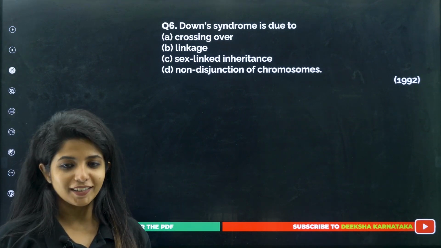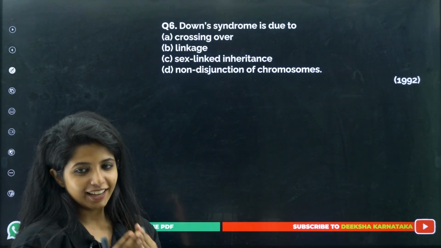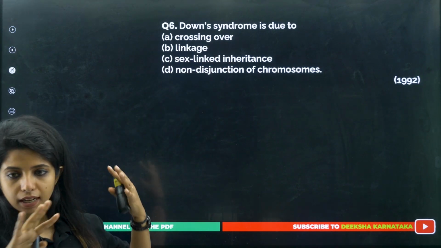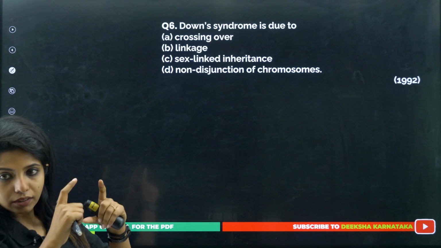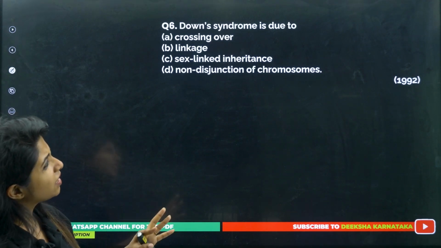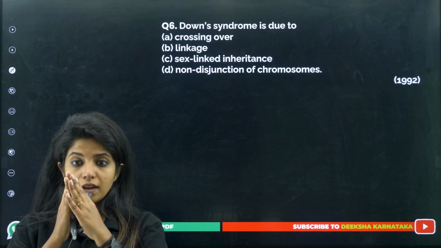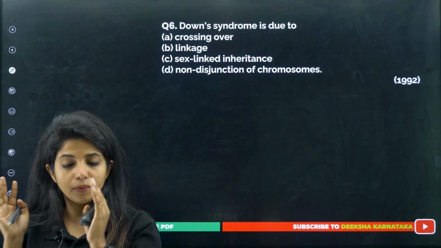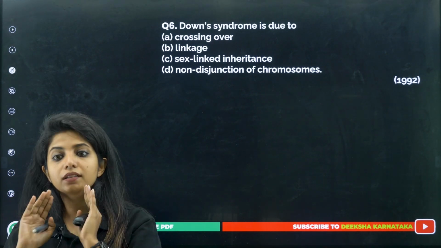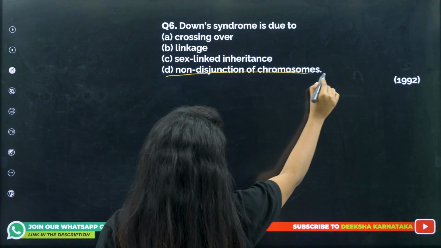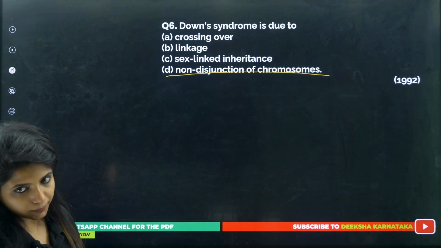Non-disjunction of, I told the answer. First, crossing over, as in when crossover happens and things like that. Linkage, when the genes are closely linked. Sex-linked inheritance, no. Non-disjunction of chromosomes, as in when the chromosomes are there but they are not separated properly. This is known as non-disjunction of chromosomes, and Down syndrome happens due to this particular reason only.